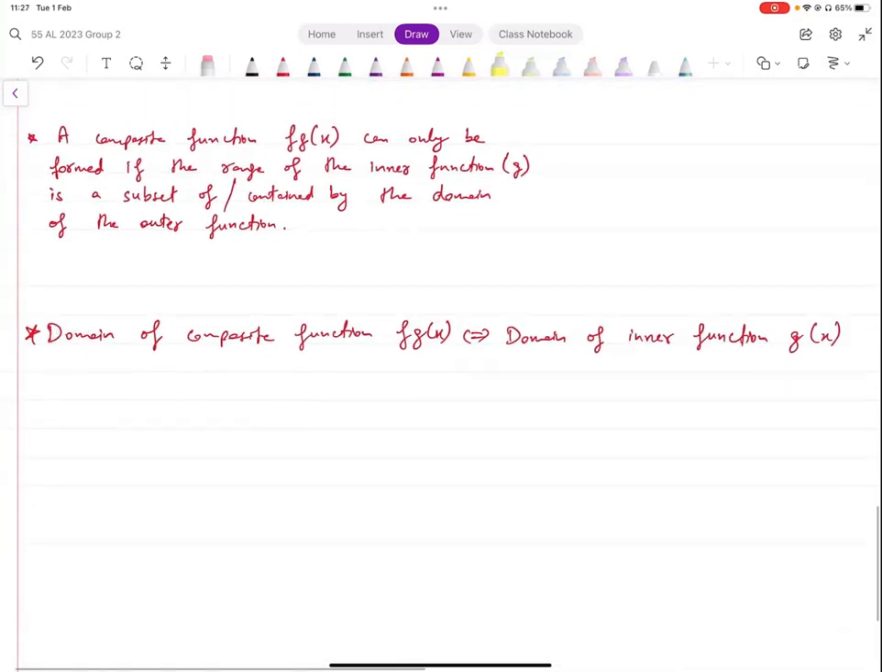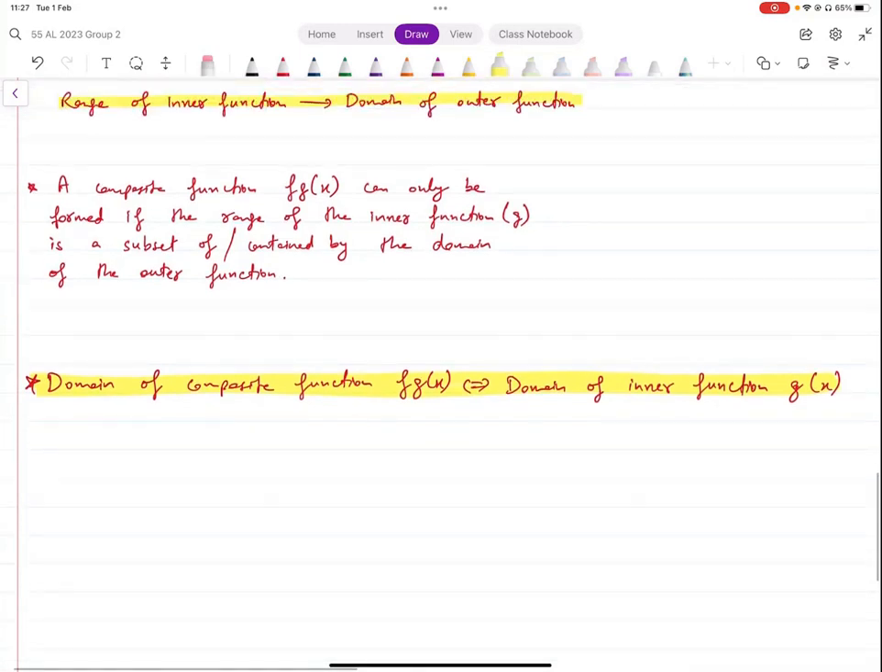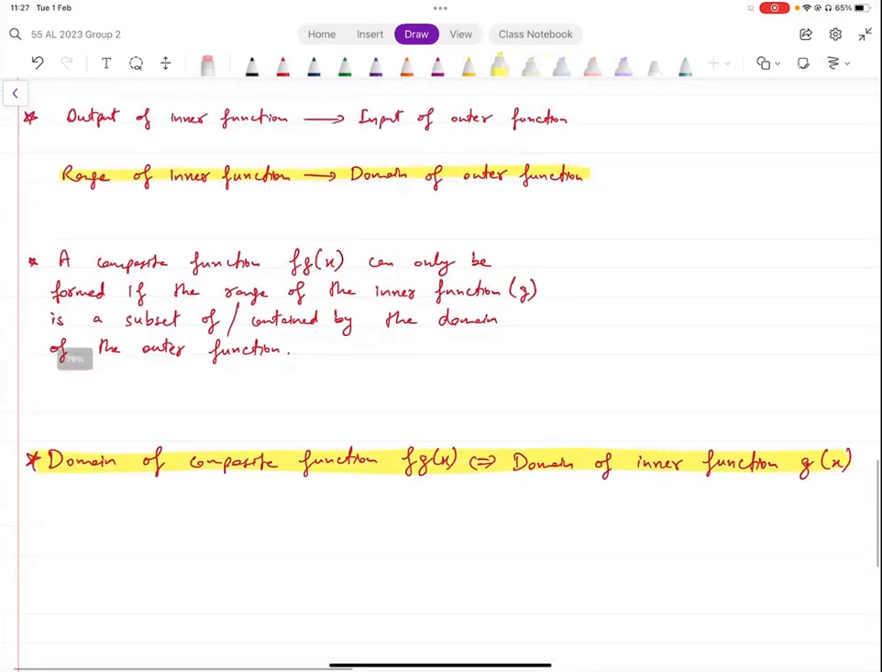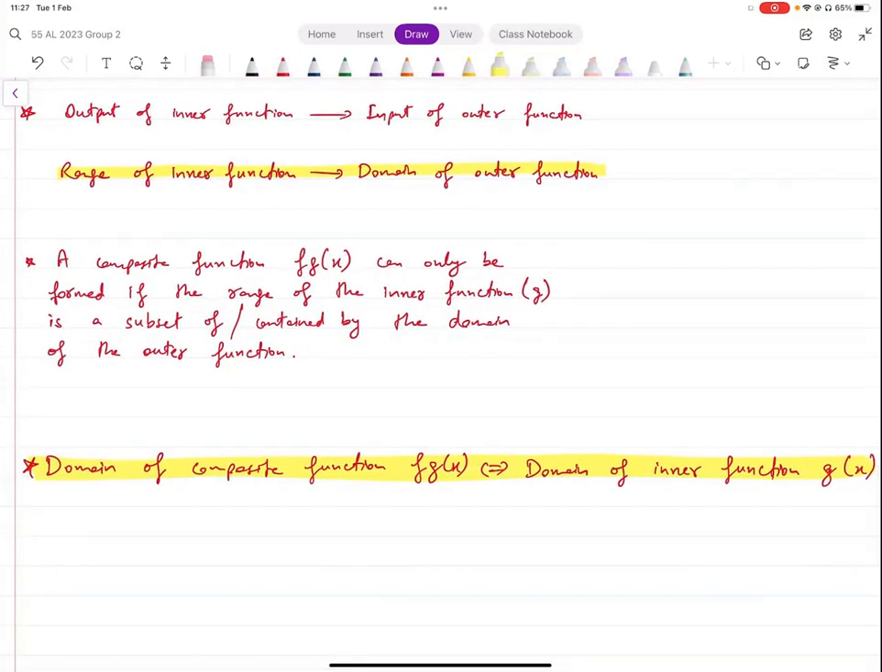The other thing that you need to understand from here is the domain of the composite function is actually the same as the domain of the inner function. These are two things that you need to sort of remember from here. You will have to use it. Okay.